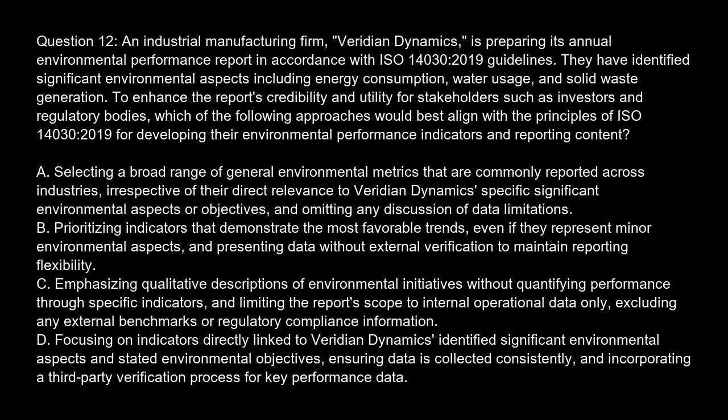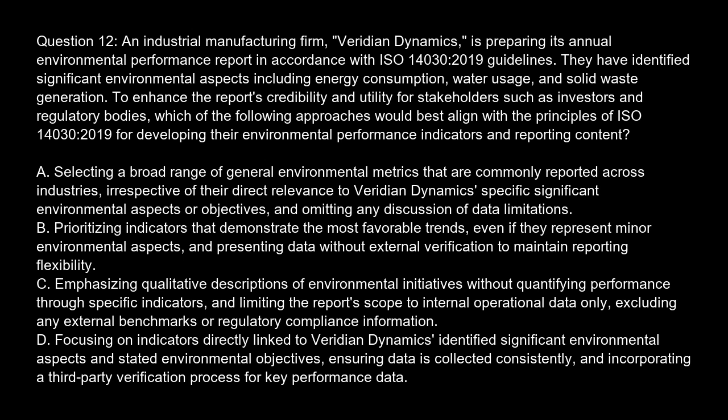Option A. Selecting a broad range of general environmental metrics that are commonly reported across industries, irrespective of their direct relevance to Veridian Dynamics' specific significant environmental aspects or objectives, and omitting any discussion of data limitations. Option B. Prioritizing indicators that demonstrate the most favorable trends, even if they represent minor environmental aspects, and presenting data without external verification to maintain reporting flexibility.